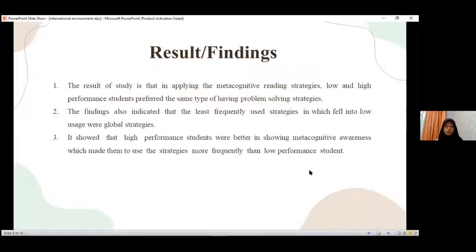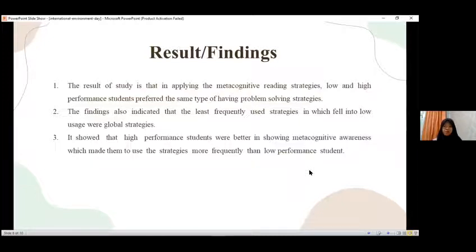Results or findings. The strategies used most by low performance students seem to be almost the same as those of high performance students, which means that the strategies were helpful for them. Though the frequency of using the strategies was significantly different for both groups, the differences can be seen in applying the least used strategies.